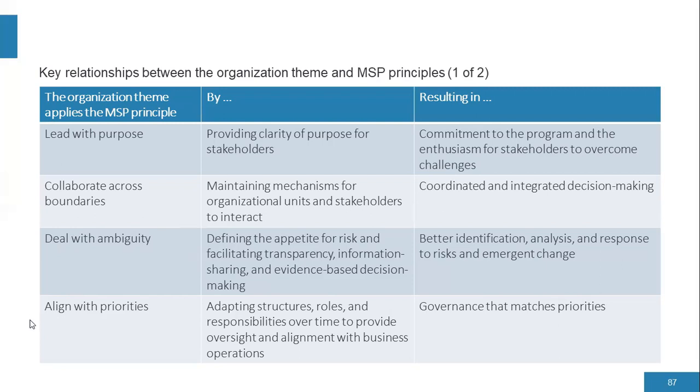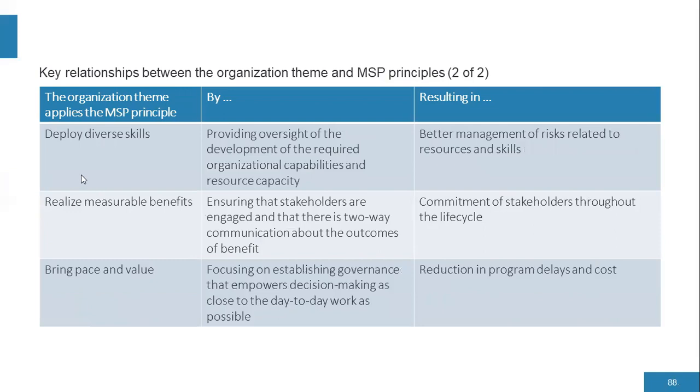Aligning with priorities. So you might recollect that's about understanding what is important based on emerging information, and adapting to that. Therefore, you will see here adapting structures, roles, and responsibilities over time to provide oversight and alignment with business operations. Then we have 3 more principles. Deploying diverse skills. This is a simple one, isn't it? Because here we see providing oversight of the development of the required organizational capabilities and resource capacity. So that is straightforward.